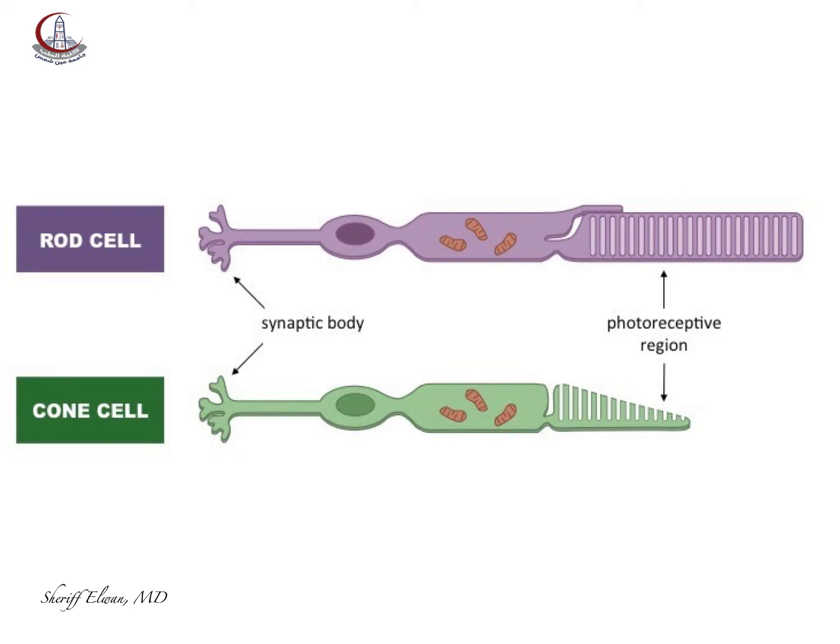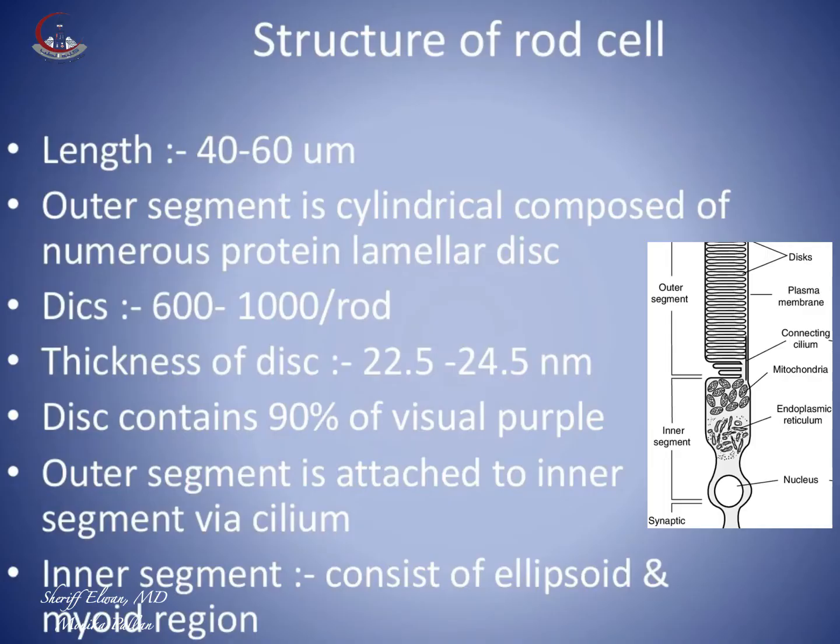Now we come to a diagram outlining the structure of the rod and cone cells, where each is composed of an outer segment, which is the photoreceptive region, and an inner segment, which is the synaptic body. Now we come to the structure of the rod. A rod is 40 to 60 micron in length, with an outer segment and an inner segment, as we said. The outer segment is cylindrical. That's why the name rod, composed of numerous lamellar discs formed of plasma protein membrane.